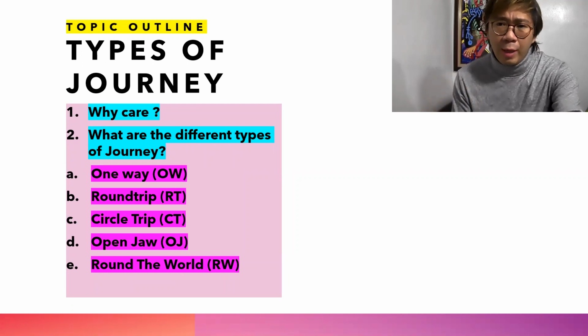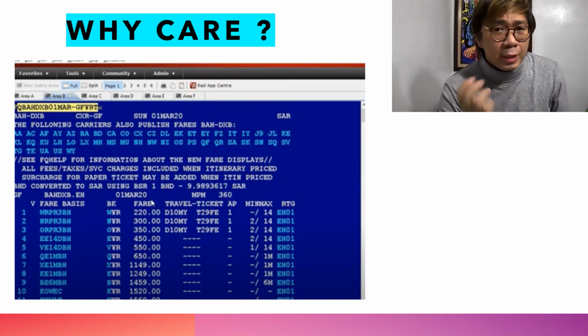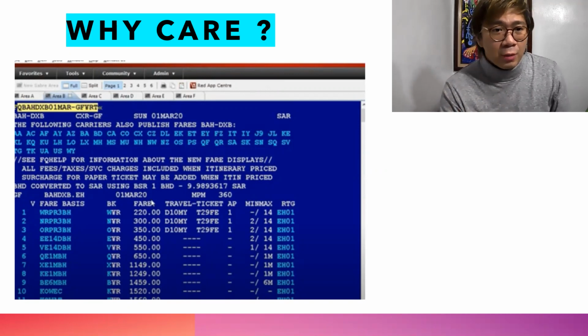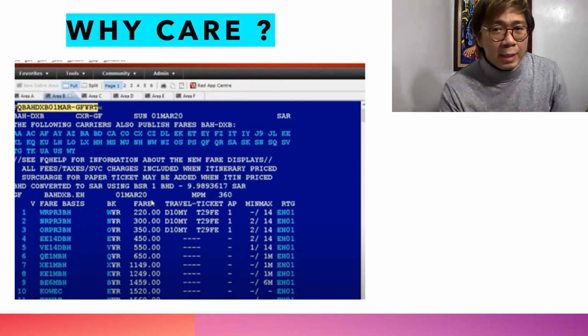Why bother? Why care? First, I have here a sample screen display of a system called Sabre, also known as Abacus. For those oldies, it's called Abacus, but if you're younger, we call it Sabre. It's a GDS or Computerized Reservation System display used by travel agents when booking tickets, issuing tickets, or issuing passenger reservations. So this is the system, the tool that we use.